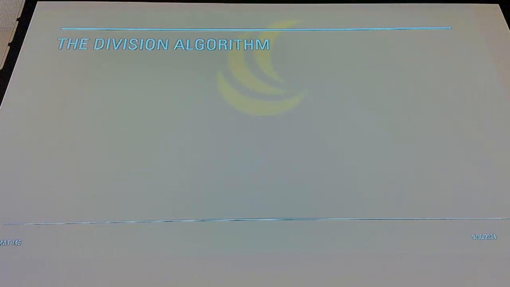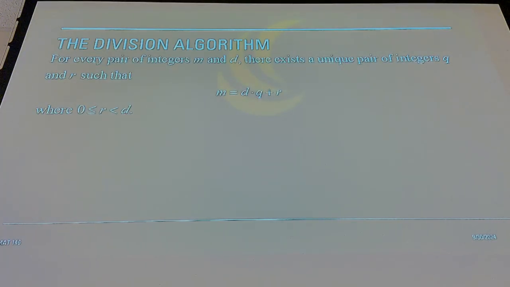Are you familiar with the division algorithm? The answer is yes. You just don't know that it's called that. You've been using it since you've learned division. The division algorithm states that for every pair of integers m and d, there exists a unique pair of integers q and r such that m is equal to d times q plus r, where r is between 0 and d.